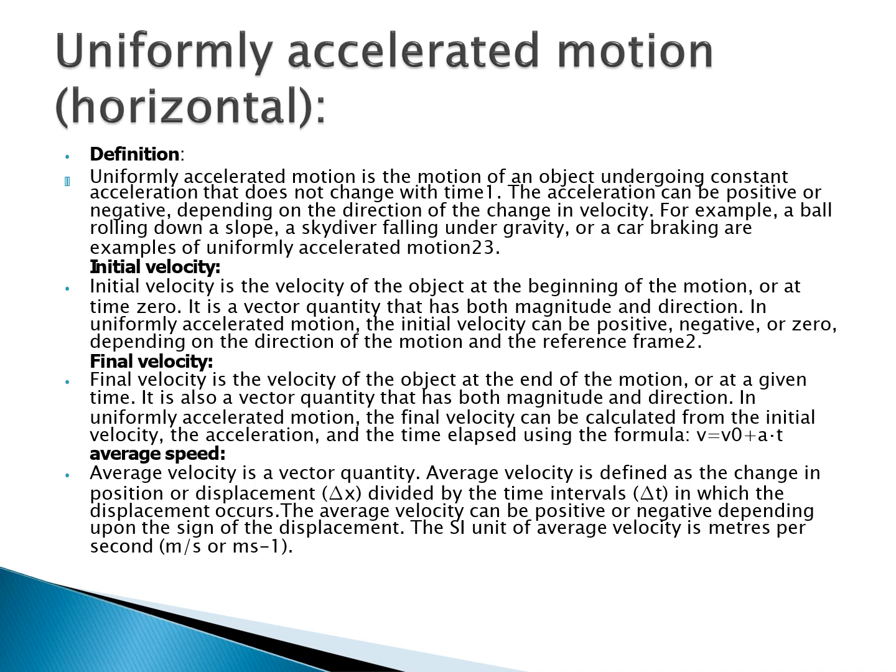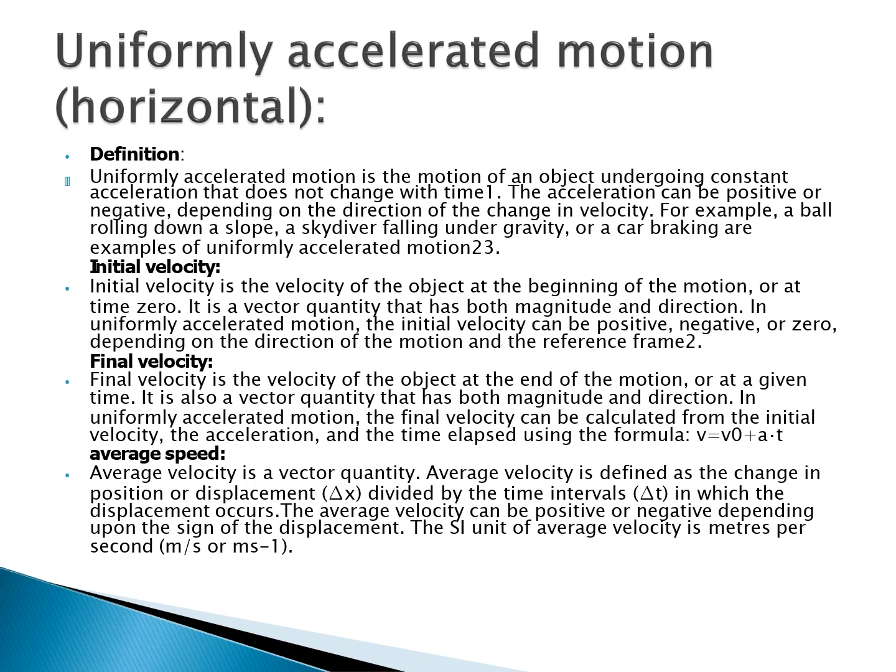Final velocity is the velocity of the object at the end of the motion, or at a given time. It is also a vector quantity that has both magnitude and direction. In uniformly accelerated motion, the final velocity can be calculated from the initial velocity, the acceleration, and the time elapsed using the formula v equals v0 plus a times t.